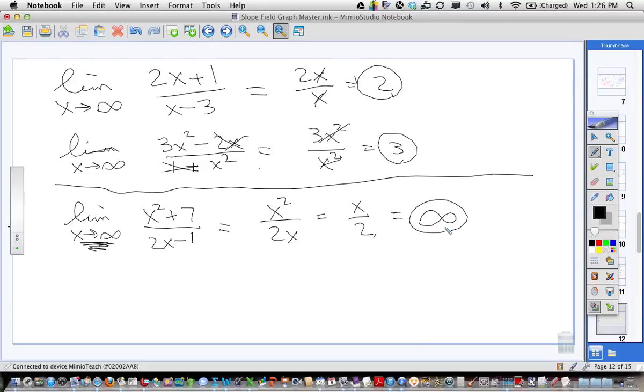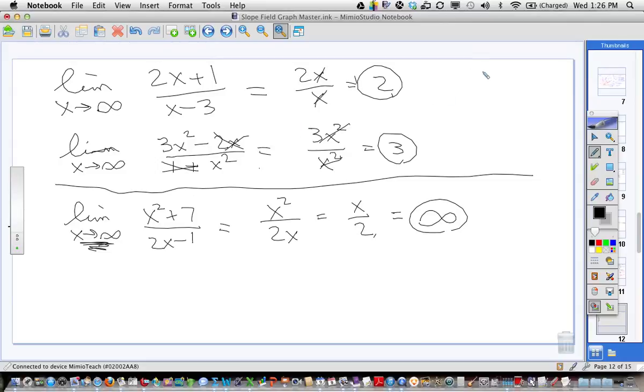The top, as x gets really big, what's happening at the top? Matter of fact, let's back up a minute on all these problems. As x gets really big, what's happening at the top? Getting really big. What's happening at the bottom? Getting really big. Now, remember when we had 0 over 0 earlier?